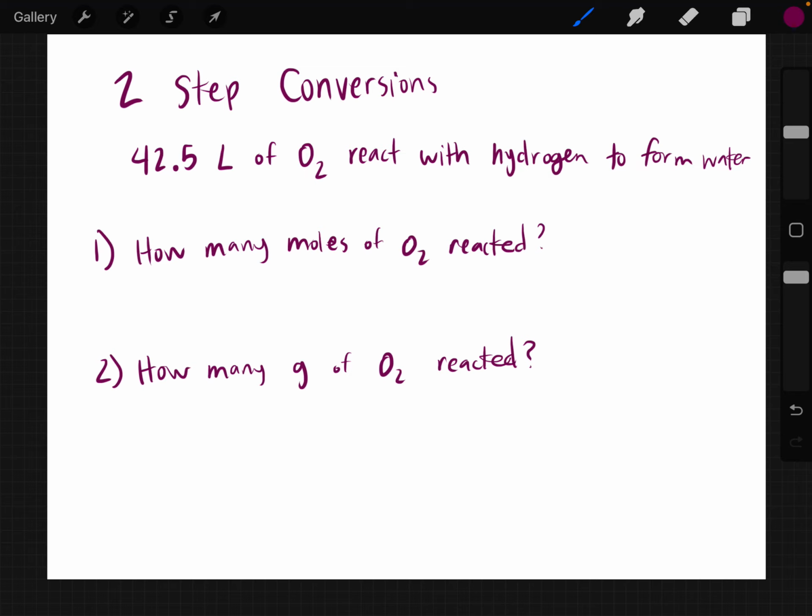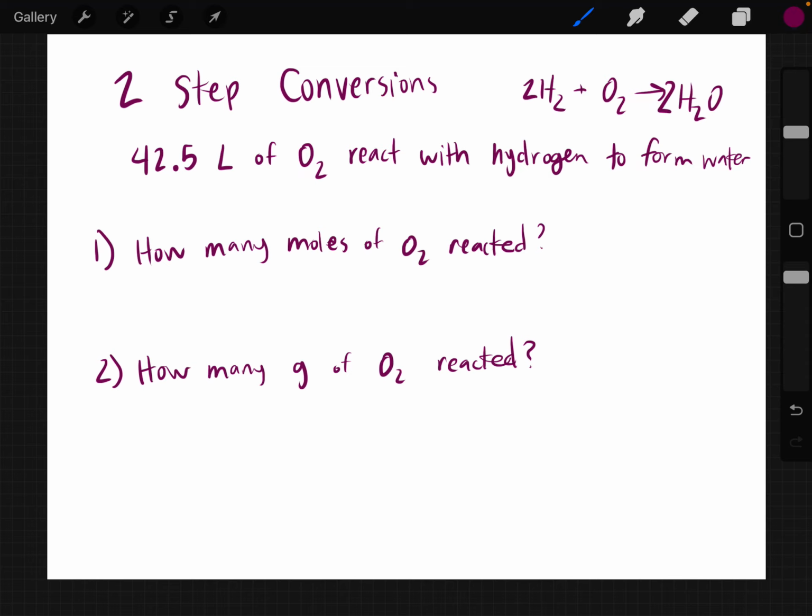So you'll probably be given a word problem with a chemical equation. I didn't write this one here, but here's your balanced chemical equation. And your word problem is going to say something like this. I just made this up right now, so don't judge me. But let's just say that this is your word problem.